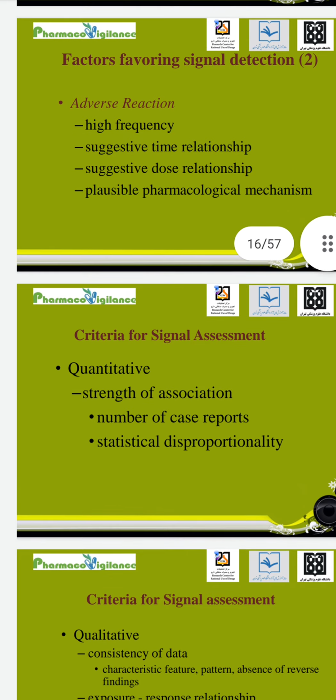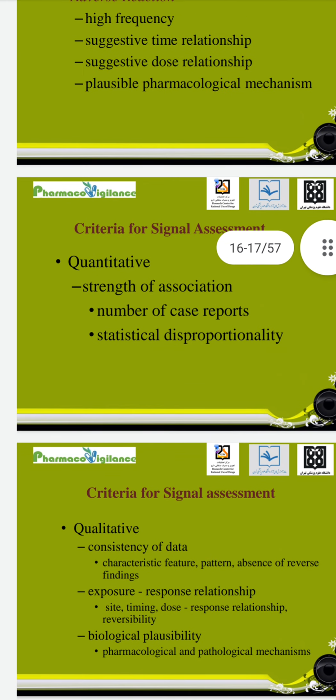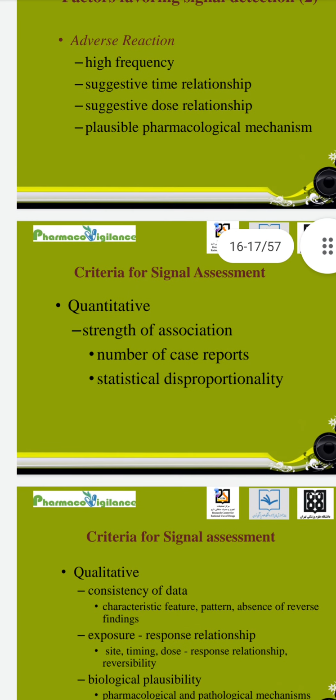Criteria for signal assessment. Which criteria do we have? We have quantitative criteria and qualitative criteria. For the quantitative criteria: strength of association, number of case reports, statistical disproportionality. For the strength of association in quantitative criteria for signal assessment, the number of case reports we should measure, and we have statistical disproportionality for quantitative signal assessment.